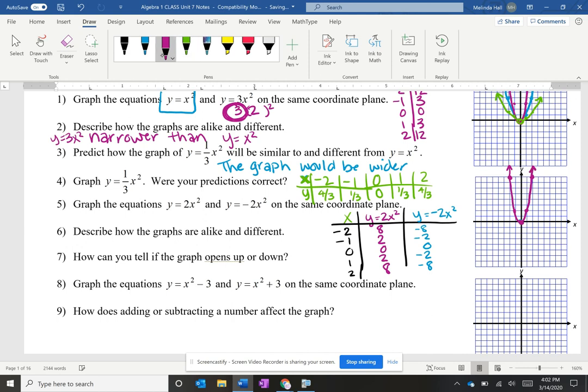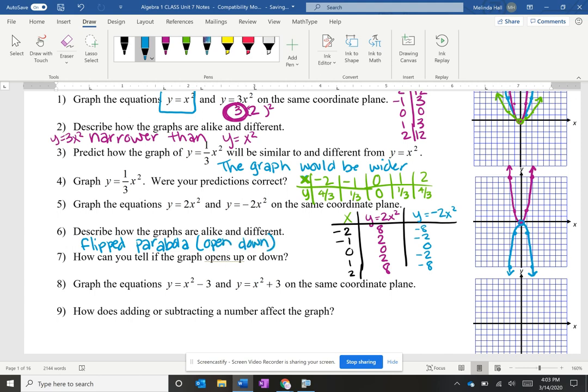And then if I graph the other one, negative 2x squared, I still have that point at 0, 0. But then at 1, I'm going to be going down to negative 2. And at 2, I'm going to be going down to negative 8. And so if you notice with these graphs, the only difference is that it flipped the blue graph down below the x-axis. And causes it to open down.